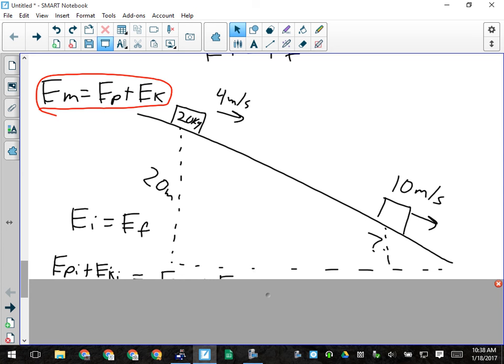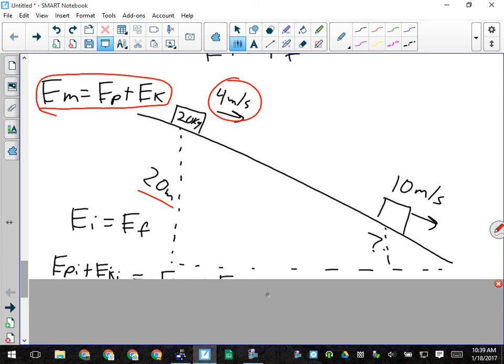So the first thing I have to do is recognize the energy isn't changing. EI equals EF. The next thing I have to identify is, do I have both kinds of energy at both points or not? Up here at the beginning, do I have potential energy? Yes, I'm 20 meters above the bottom. Do I have kinetic energy? Yes, I'm moving at 4 meters per second. So I know that at the beginning, I have both kinds, EP plus EK. At the end, do I have both kinds?